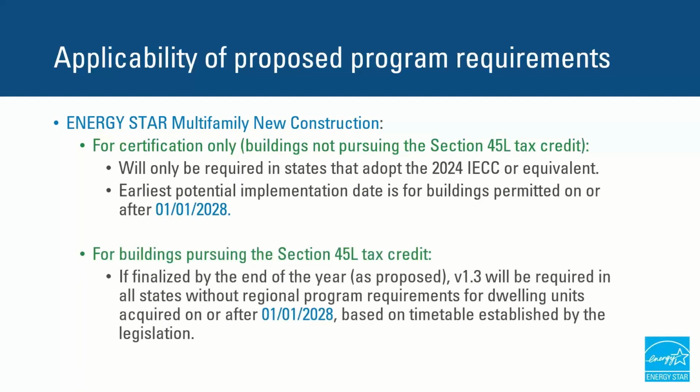For buildings that are pursuing the 45L tax credit, or really the dwelling units within those buildings, if we proceed with the proposal and finalize it by the end of the year, then any building that's acquired, or dwelling units acquired after January 1st, 2028 would be required to meet version 1.3. Again, that's based on the timetable established by the legislation. And if Rebecca or John want to add anything to that, feel free to hop on.